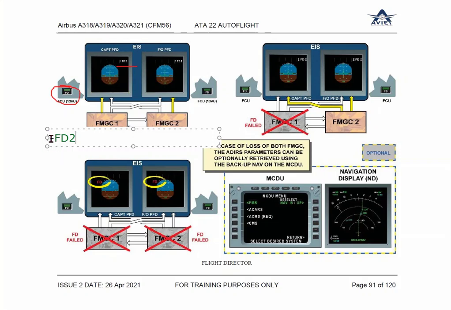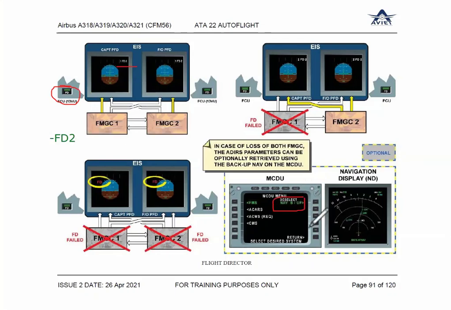This is the position for number one FMGC. This is the position for number 2 FMGC. Clear on both the screens. In case both FMGC fail, you will get the FD flag. Right? You will get the FD flag. Now the FD bar will not be there, but there will be another function active at this time.